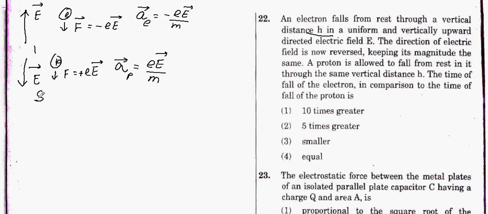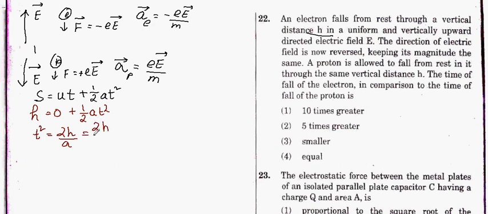Now let us write down the equation S is equal to ut plus half at square. What is said in the question is that both of them are falling downward by the same vertical displacement h, and they are initially at rest, so this part will be 0. So plus half a t square. That means t square is equal to 2h by a. So what is a? A is given as the mod of eE by m, so m will move up.